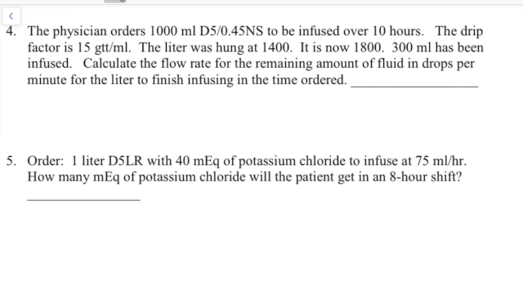The physician orders 1000 mLs D5 .45 NS to be infused over 10 hours. The drip factor is 15 drops per mL. The liter was hung at 1400. It is now 1800. 300 mLs has been infused. Calculate the flow rate for the remaining amount of fluid in drops per minute for the liter to finish infusing in the time ordered. So we want to know what to set the drops per minute at. So that's what our answer is going to be in, drops per minute.